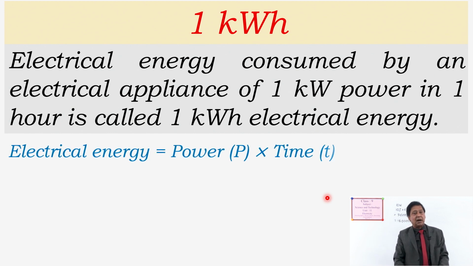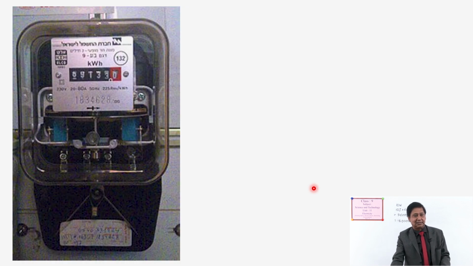And it is measured by using this equation, electrical energy equals power into time. How do we measure this? This device is used. I think you have seen this. This device is present in each and every house. Look here, kWh is written. What it means? This electric meter measures the electricity consumed in your house in kilowatt hour. And the same we are calling a unit.